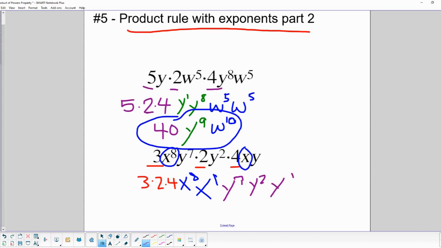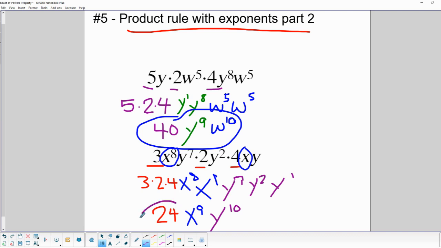So then I'm going to combine them all together. 3 times 2 is 6, 4 times 6 is 24. Then for our blue ones, x to the 8th times x to the 1st, that would be x to the 9th power. And then lastly, our purple ones, y to the 7 plus 2 plus 1 would be y to the 10th power.